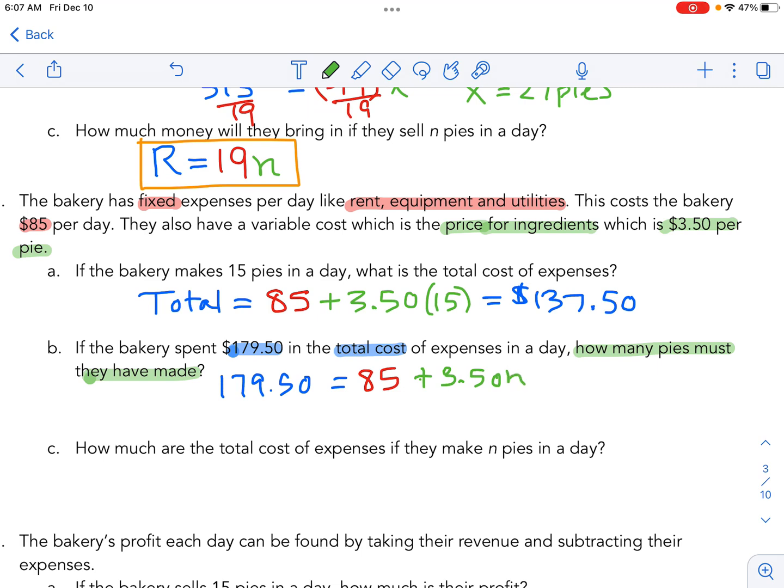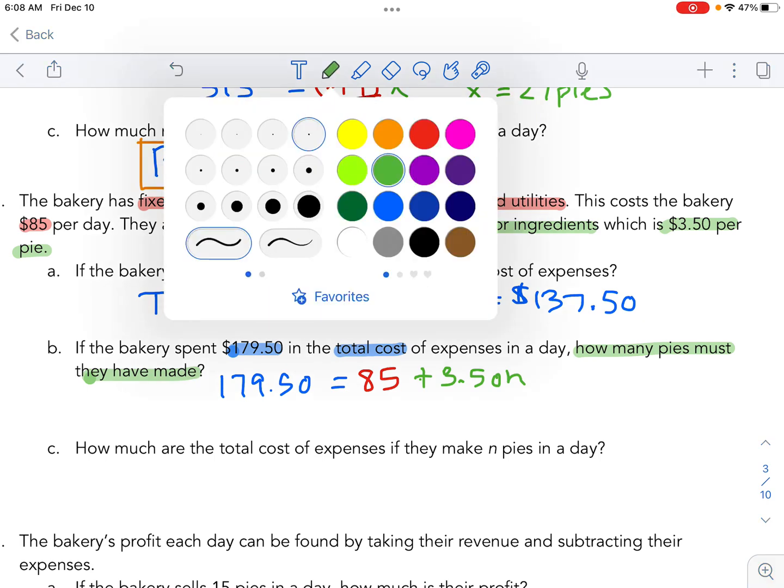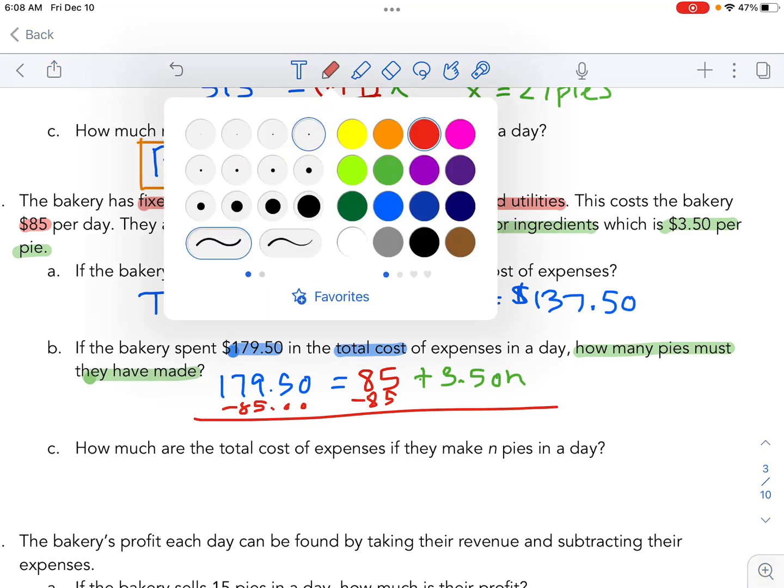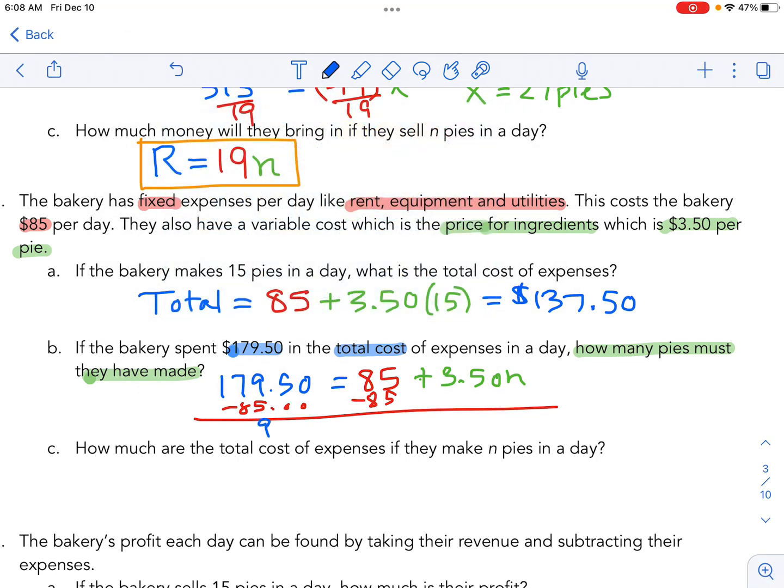And $3.50 for every pie. Let's call that N, like we agreed upon for the variable in part C above. So we have to solve that. We've got to subtract the 85 from both sides, and that's $85.00. So I'll put the 0, 0 there, right? We've got to get that decimal lined up. And so we have 94.50.